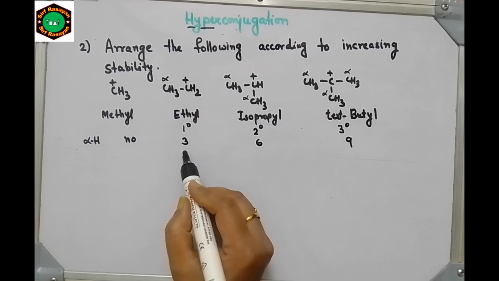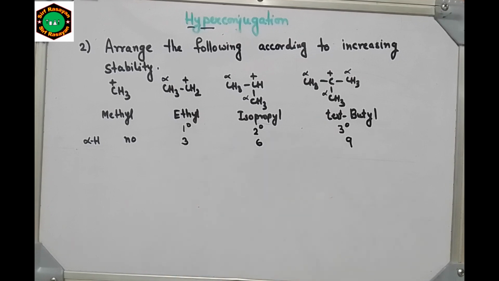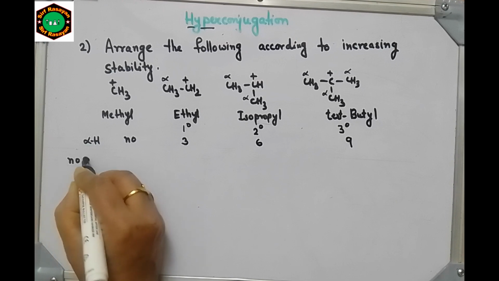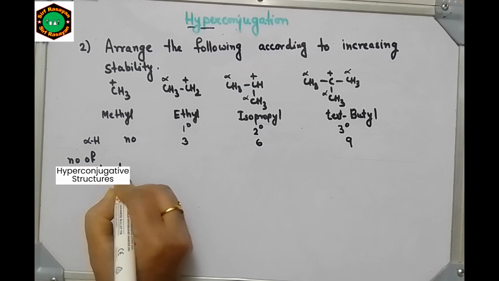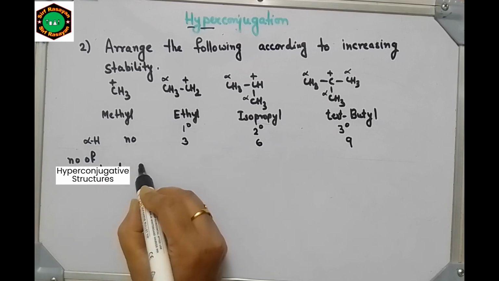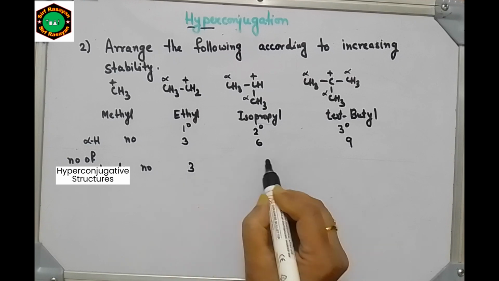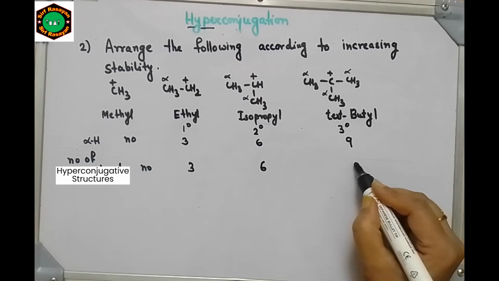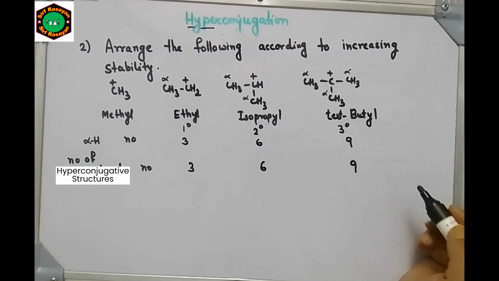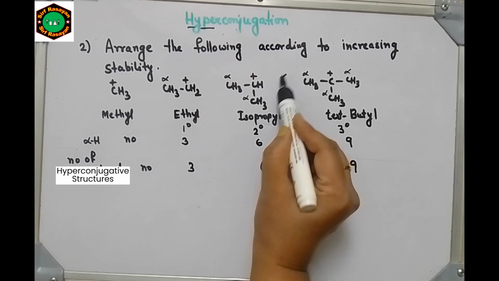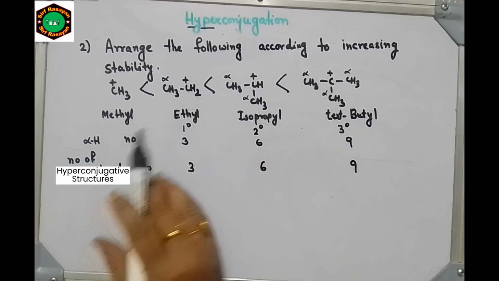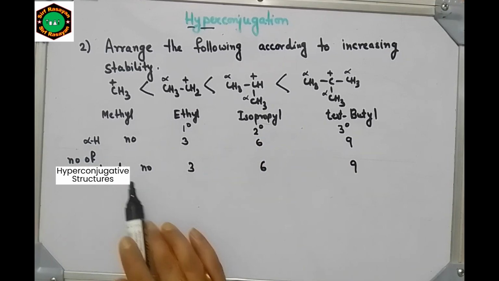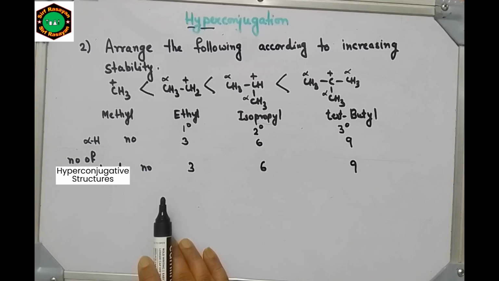So here 9 alpha hydrogens means 9 hyperconjugative structures. Number of hyperconjugative structures: here, since there is no alpha hydrogen, there is no hyperconjugative structure. Here 3, here 6 alpha hydrogens are there, so 6 hyperconjugative structures, and here 9 hyperconjugative structures since 9 alpha hydrogens are there. So the stability order is this one. It is increasing in this direction. By inductive effect also you can give the same answer, but this is more accurate because hyperconjugation is more important than inductive effect.